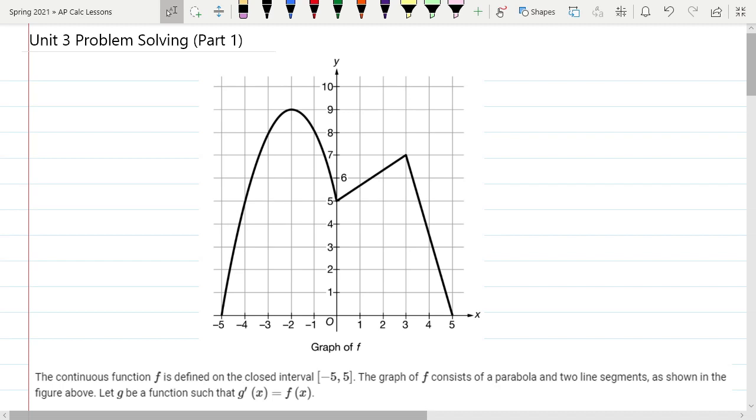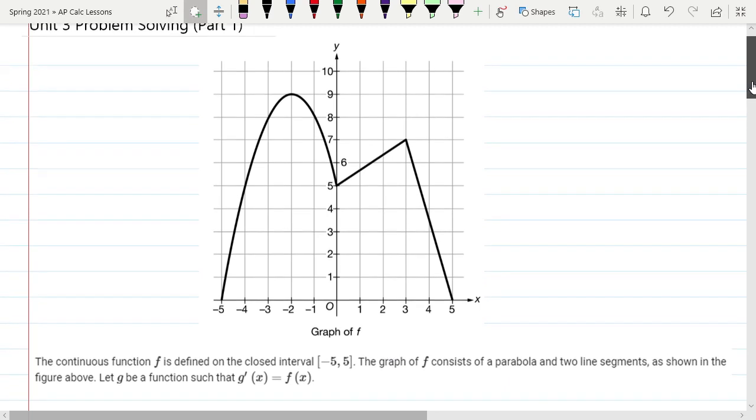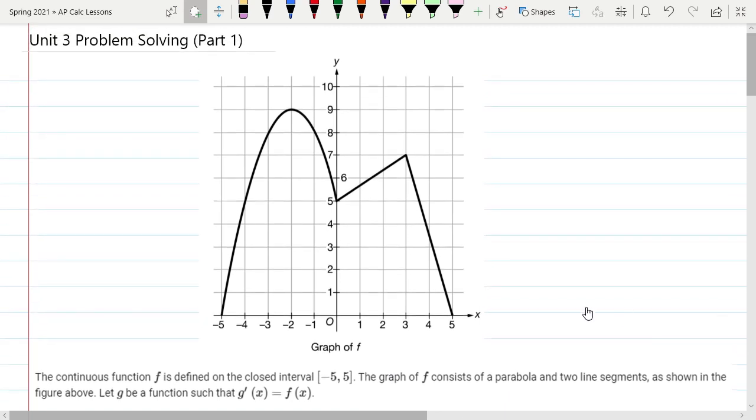So we've got this graph here. The continuous function f, which is what we're showing, is defined on the closed interval from -5 to 5. The graph of f consists of a parabola and two line segments, as shown in the figure above. So again, just to be clear, the graph that they're showing up here is considered the graph of f. Then it says, let g be a function such that g prime of x is equal to f.